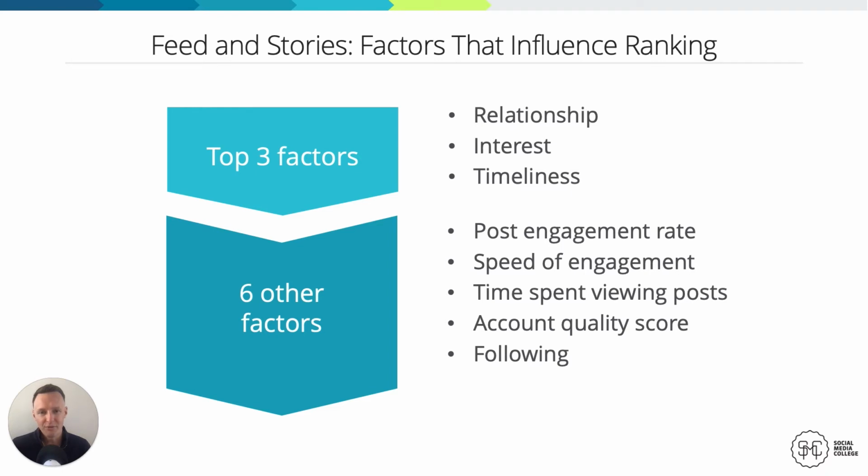Following, so of course, how many accounts one individual follows will determine the ranking of the content. So if someone follows only 200 accounts, then there's a good chance that most of the content that those 200 accounts share will be seen by that person. If they're following 7,500, which is the absolute maximum, then obviously it's going to be harder for those 7,500 accounts to get their content seen every time by that person.